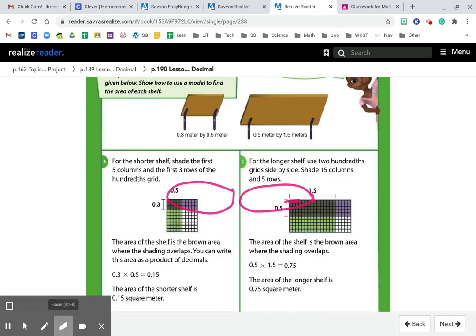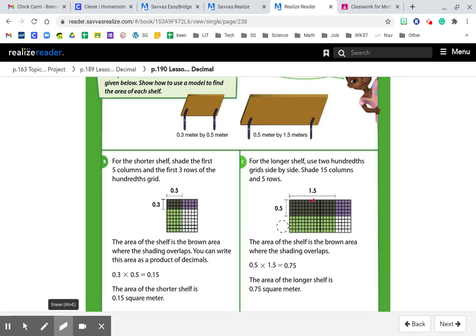For the shorter shelf, shade in the first 5 columns and the first 3 rows. And remember that, look at the colors they're doing. So we have 5 columns. So we're shading that whole thing in that ugly green color. And then we have 3/10 for the rows. So we're shading that in.